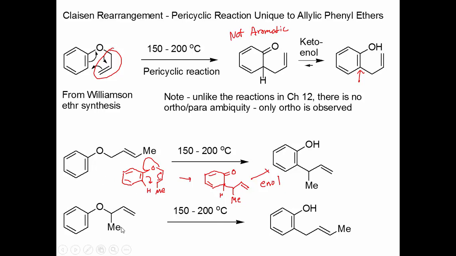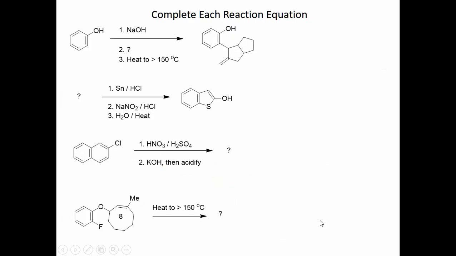If we had actually thermalized this compound, or heat it to 150 degrees, we'd find that the methyl would end up in the end of our chain there, according to this mechanism. Okay, so let's complete each reaction equation here. All right, so this is a 3-step process making this. As you can probably tell, this last step here is the Claisen rearrangement.